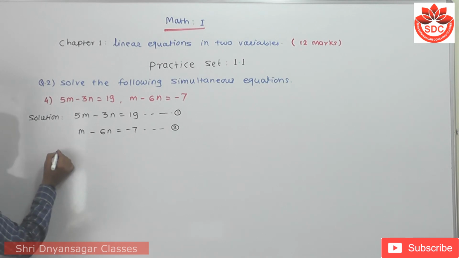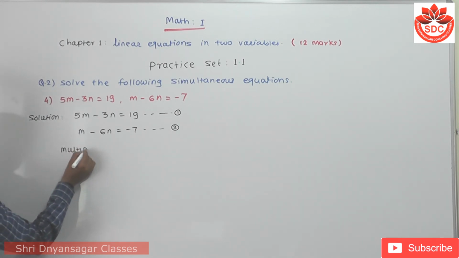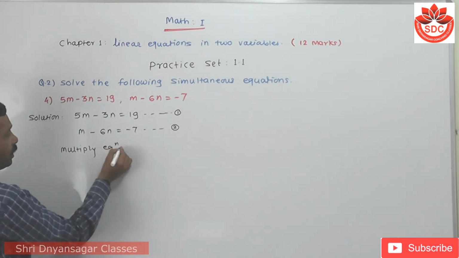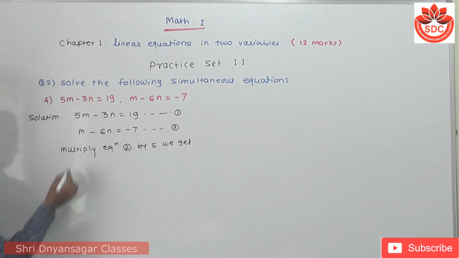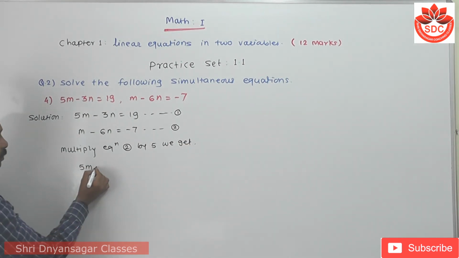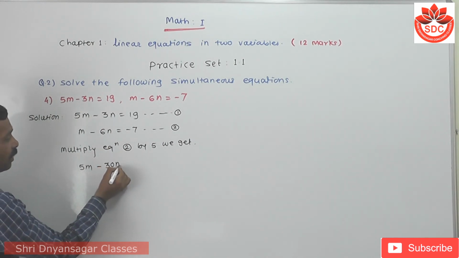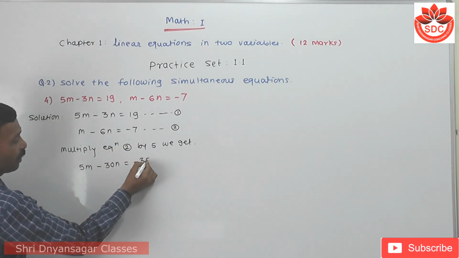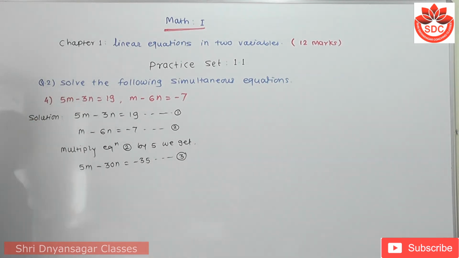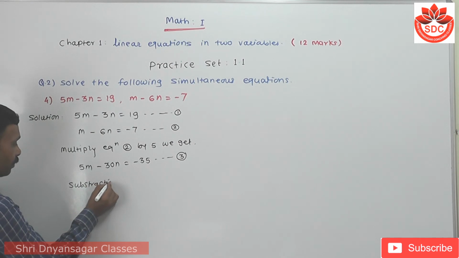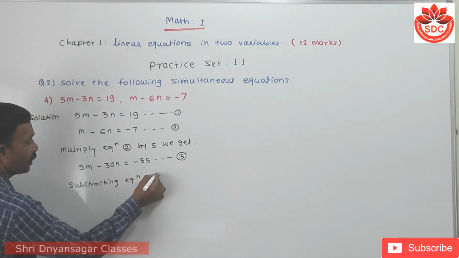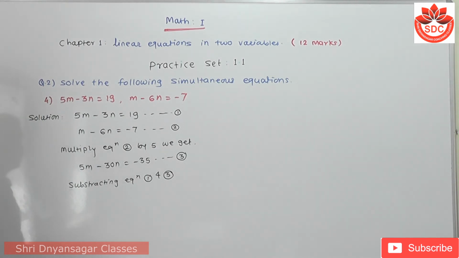Therefore here, multiply equation second by 5, we get, directly multiplying, 5m minus 5 6s are 30n is equal to minus 7 5s are 35. This is equation number third. Then we subtract equation first and third. Therefore I have to write here, subtracting equation first and third. Or you can also write the statement, subtracting equation third from first.